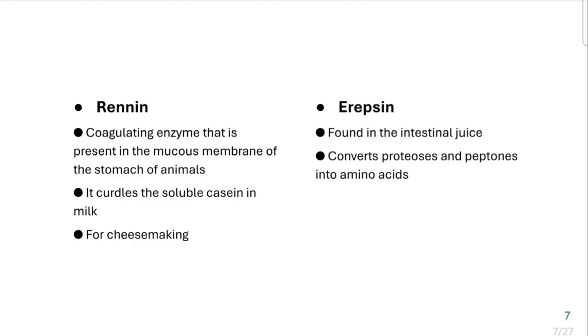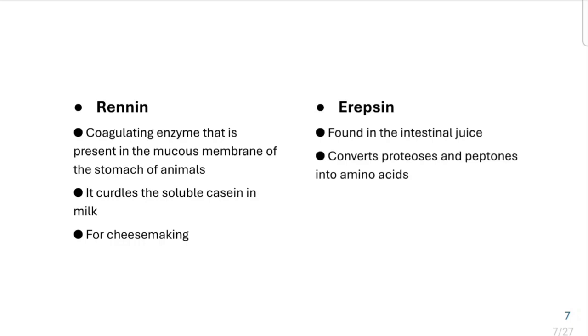This is a coagulating enzyme that is present in the mucous membrane of the stomach of the animals. It curdles usually the soluble casein in the milk, and usually this is used for cheese making. That's why, in medieval times, in the making of cheese, usually they put it in the stomach of an animal. Okay? So, when they butcher an animal, they usually utilize the stomach as a storage for milk in order for it to curdle and make cheese.